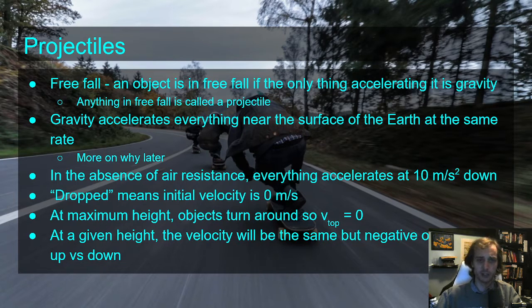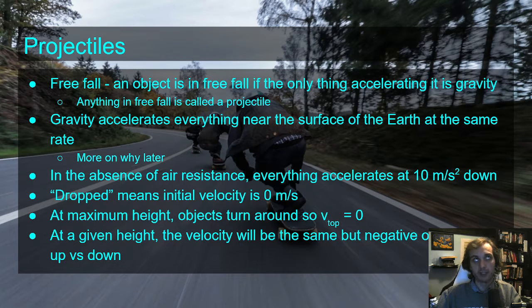Anything that's in free fall is called a projectile. It's also a projectile if it's experiencing just air resistance, but for our purposes at the beginning, we're ignoring that. The reason this is particularly interesting is that everything near the surface of the Earth accelerates at the same rate, meaning that no matter how heavy or how light it is, it should accelerate at the same rate. It'll change its velocity by the same amount every second.